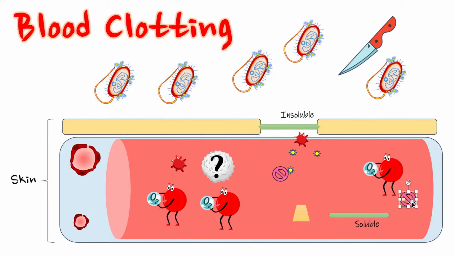I'm going to make this clear. Okay, so let me reiterate. We have this damage, and this platelet comes, detects the damage, and releases these clotting factors. These clotting factors will turn prothrombin into thrombin. Thrombin will turn fibrinogen into fibrin.